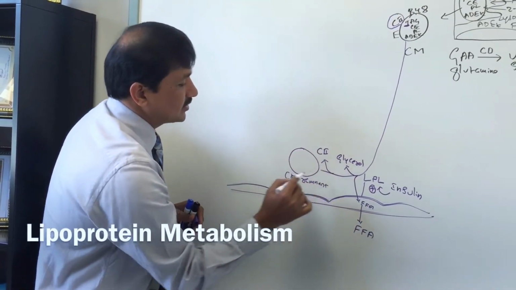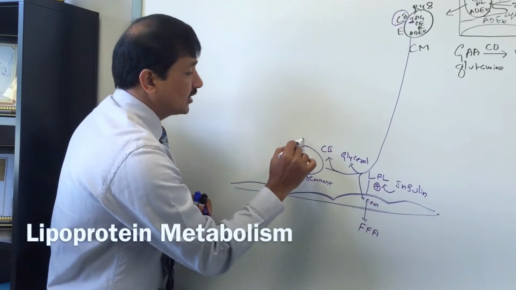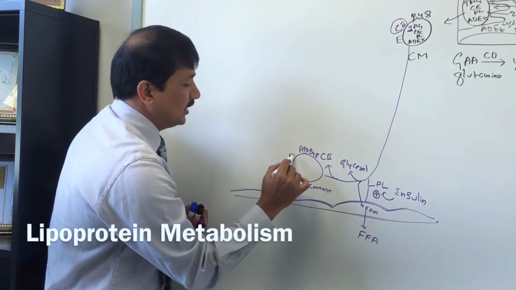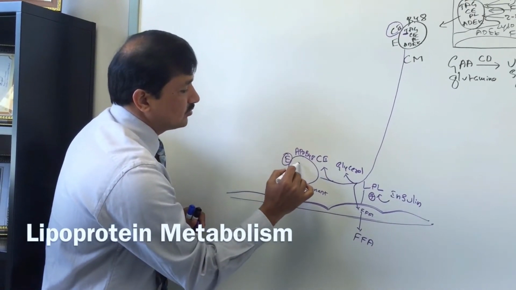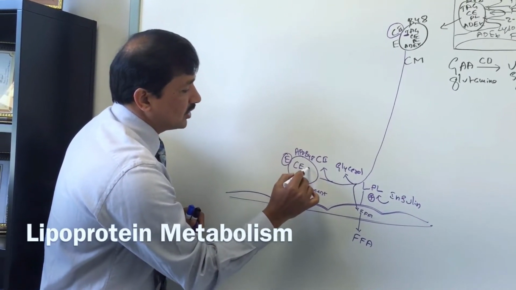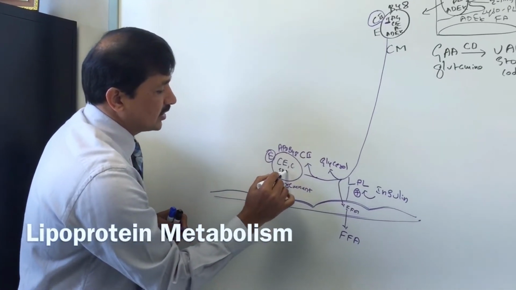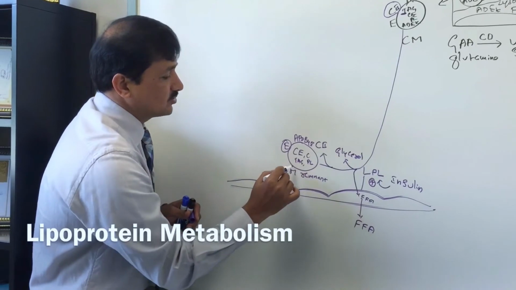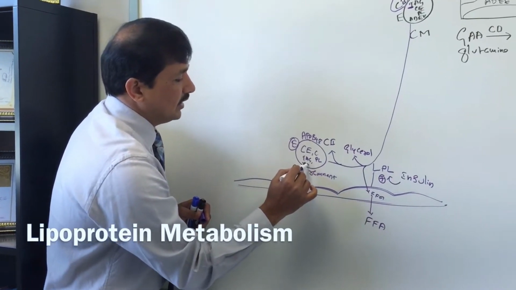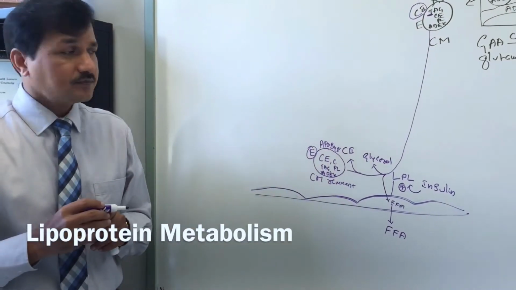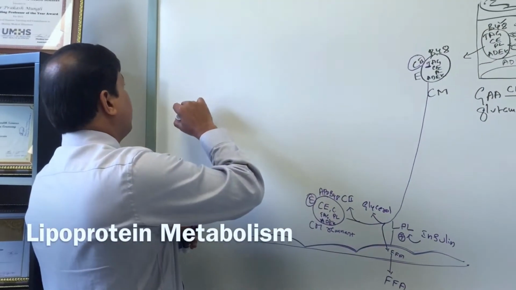This chylomicron remnant now has ApoB48, it has ApoE, and it is now rich in cholesterol and cholesterol ester. Then it has some amount of triacylglycerol. Of course, it has phospholipid and vitamins A, D, E, K. All these fat soluble vitamins are still there. Now it will be taken up by the liver.